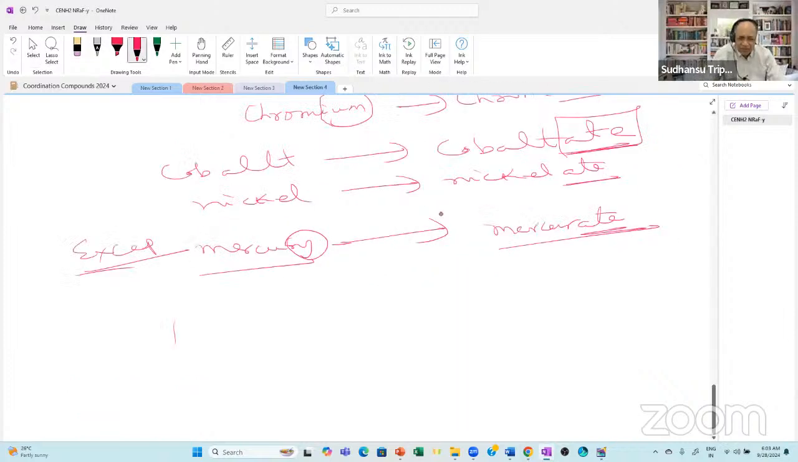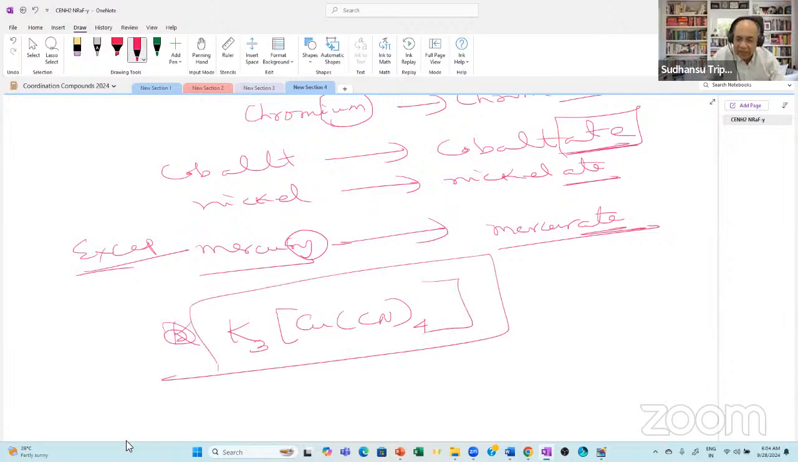Now, let us first find this one. Number one, where the complex is an anion. In the first case, we took the complex as cation, in the second category the complex as neutral, and now the complex is an anion.